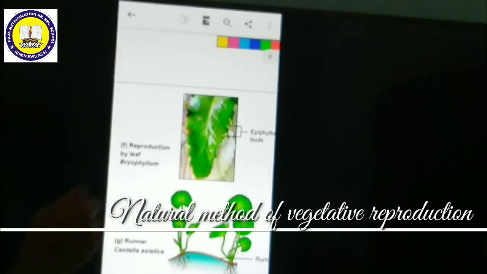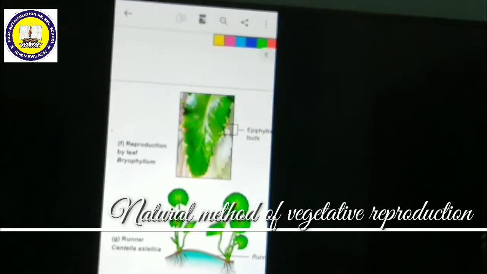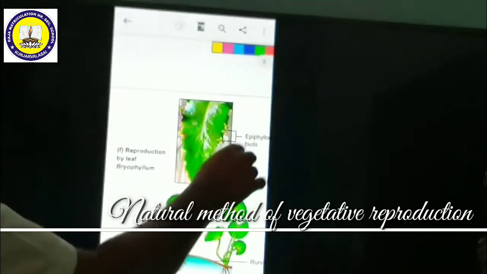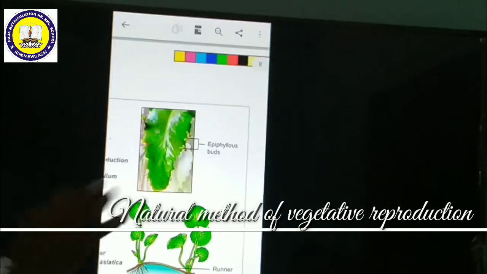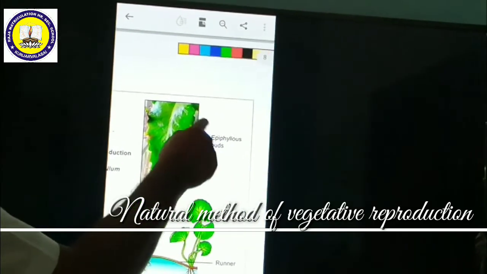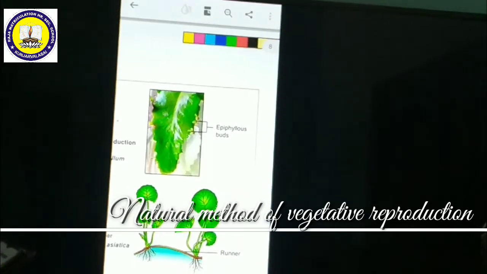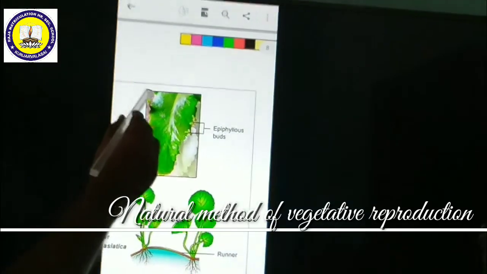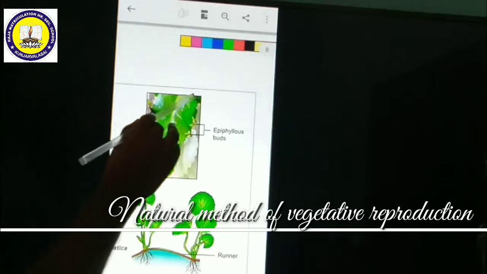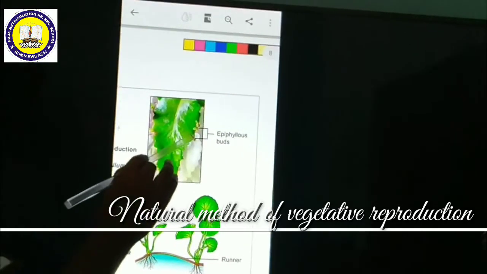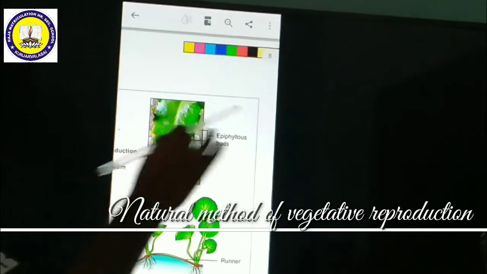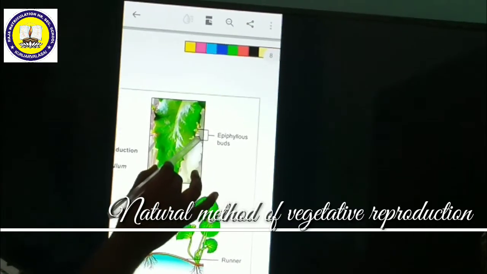Leaf buds are also called epiphyllous buds. Phyllous means leaf, and epi means on. So buds arising on the leaf are called epiphyllous buds. In Bryophyllum and Begonia, such plants have buds on the leaf margins. Each and every bud can develop into a new plant. The buds also have roots.